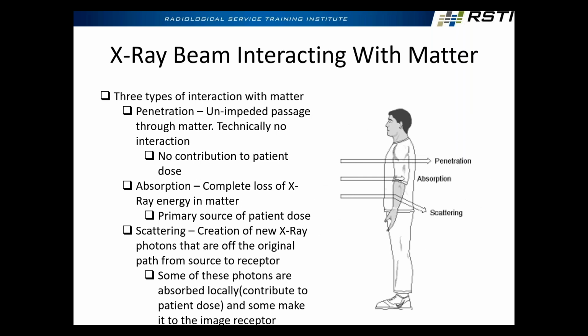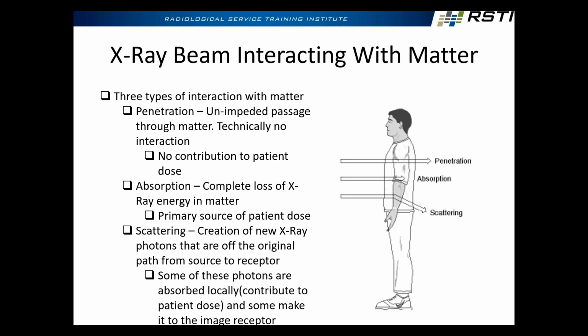So we said that X-rays were going to do one of three things. They're going to penetrate, they're going to absorb, or they're going to scatter. Penetration, as we said, is the unimpeded passage of X-rays through matter, meaning they pass through like you weren't even there. They're going through the spaces between spaces. Absorption, here it says, the complete loss of X-ray energy. Another way to think of that is it is the complete annihilation of an X-ray photon in matter.